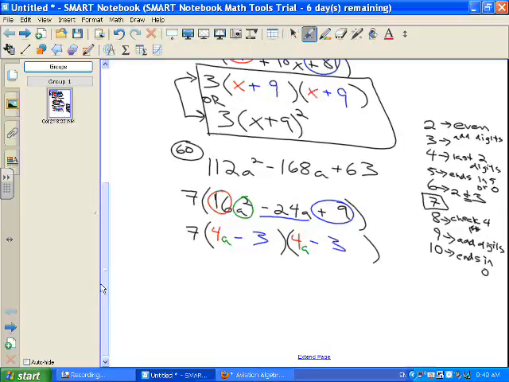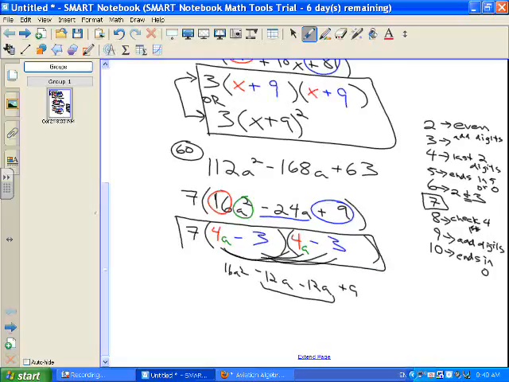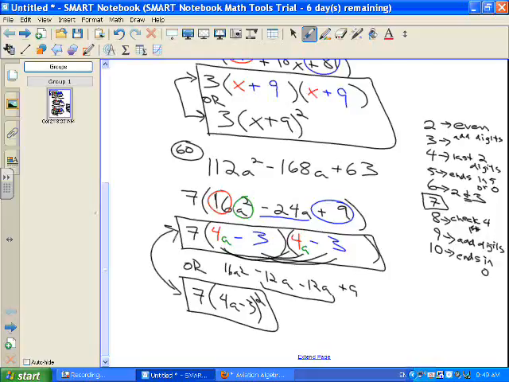And we want to check this, so I get 16a squared minus 12a minus 12a plus 9. In the middle, what did I get? Negative 24. Okay, so you can give me this as an answer, but because both of those parentheses were the same, if you want to write it as (4a minus 3) squared, that's okay too. Those are the same thing.